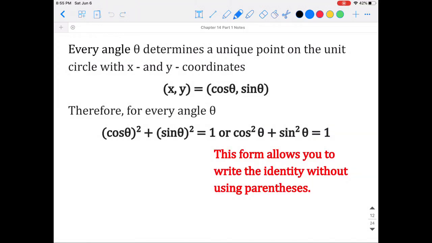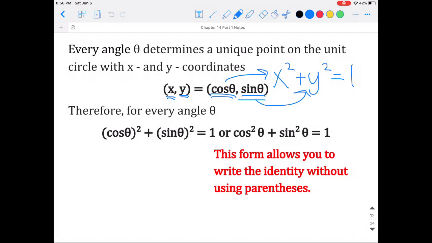So every angle theta determines a unique point on the unit circle with x and y coordinates. Remember, this is very important. x represents cosine of theta and y represents sine of theta. Therefore, for every angle theta, if we think about the equation we just looked at, x squared plus y squared equals 1, and we know in our unit circle that cosine represents x and sine represents y.